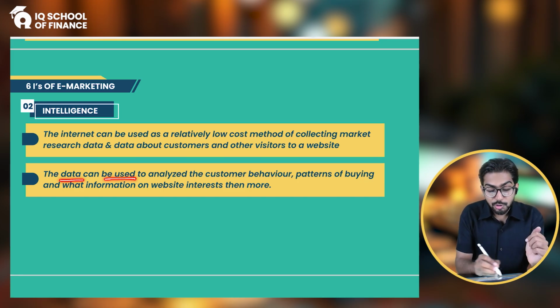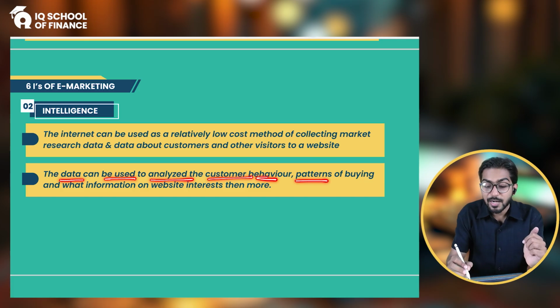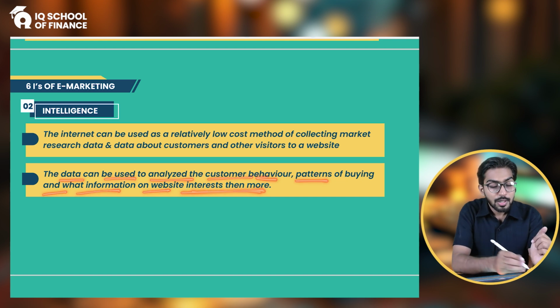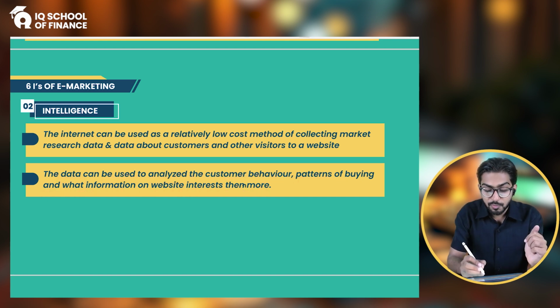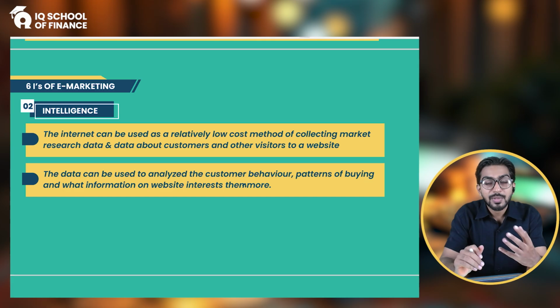So the data can be used to analyze the customer behavior, pattern of buying, and what information on the website interests them more, right? So the data can be used to find out what is the behavior of the customer, what are their preferences, what is their feedback, and which things attract the interest of the customer more than anything else. So accordingly, the company can excel in that product, excel in that service, do more research and development, offer more offerings, and improve their product.